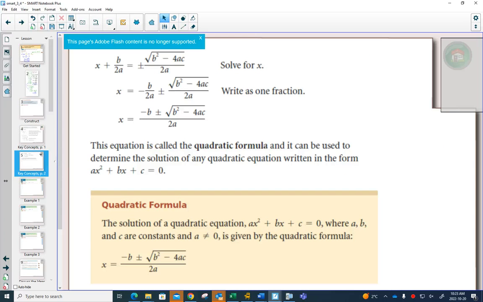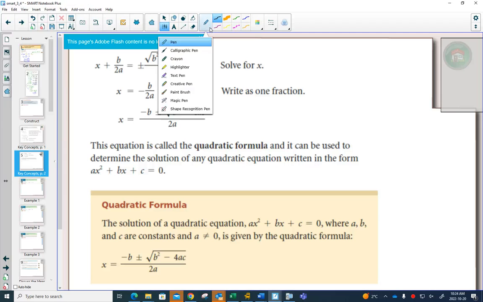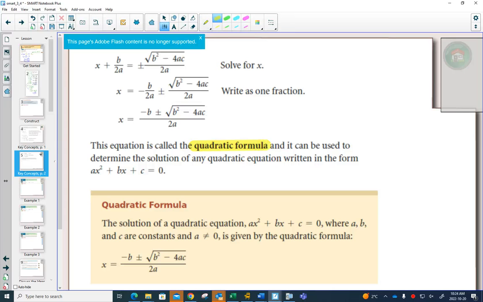It's listed at the bottom of page 213. Take out our highlighter, or maybe not. No, highlighting choices are bad ideas. Oh, here we go. Take out our quadratic formula. There it is. Got it.